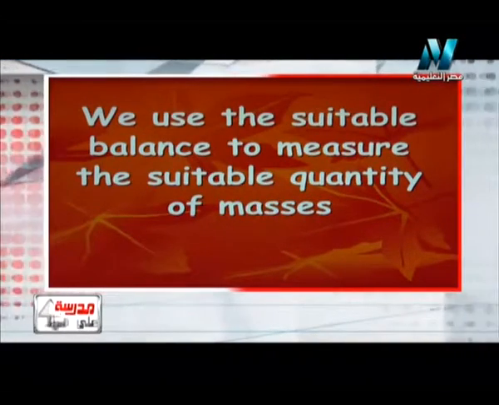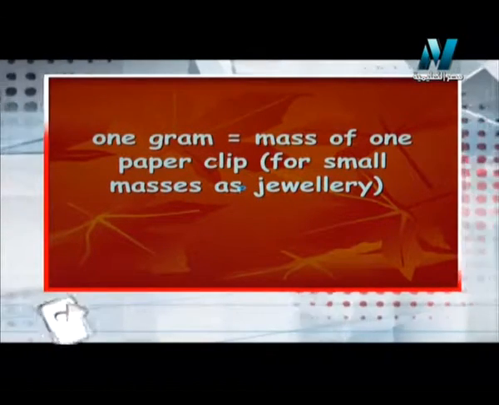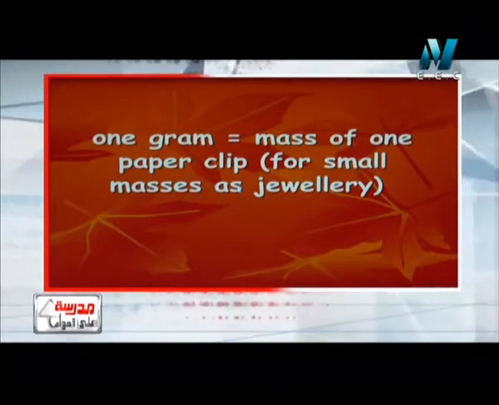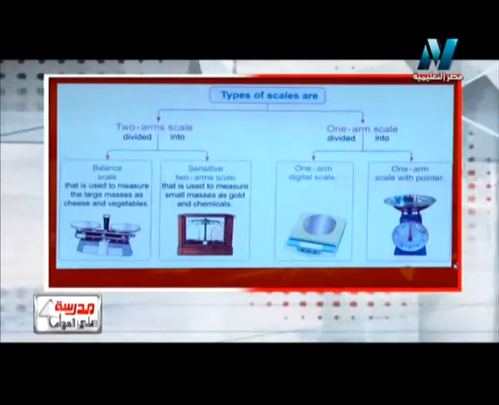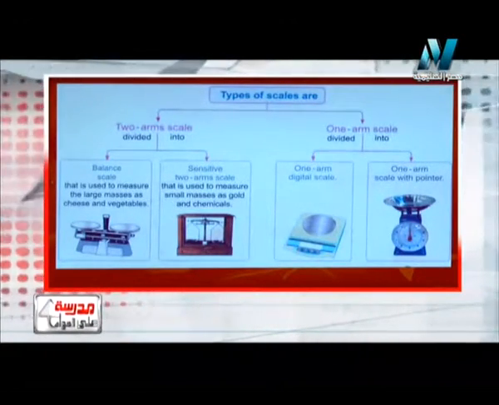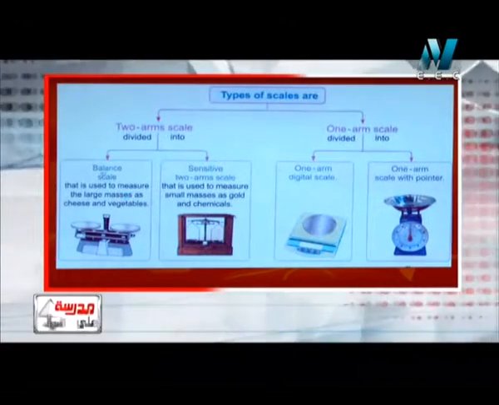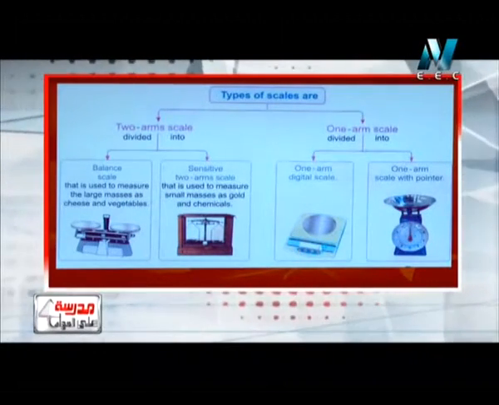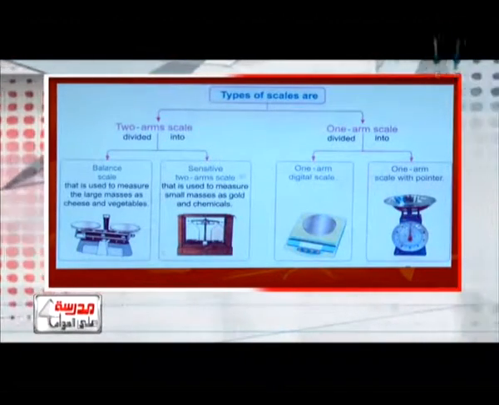For example, what balance do we use, Mr. Yasser, for measuring the mass of fruits or vegetables? Okay? We have many examples of balances, like this picture of balances. We have many examples as we have studied. Balance scale, sensitive, one-arm digital, one-arm with a pointer. Which one of them do you prefer to measure the mass of fruits? I think I will use balance scale. Which one of them do I prefer to measure the mass of gold and silver? I think digital. Okay, digital, one-arm scale.